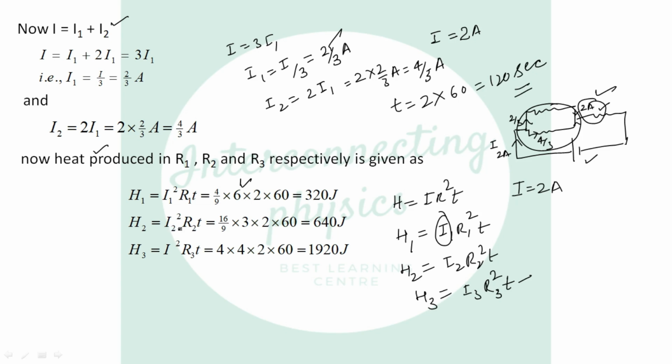Across R2, what is I2? I2 is 4 by 3, and 4 by 3 squared is 16 by 9. R2 is 3 ohm and T is 120 seconds. So the answer is this. And what is I squared R3 T? I is 2 ampere, 2 squared is 4, and R3 is 2 ohm, so 2 squared, and 2 into 60, which is 920 joule. So in this way you can calculate the heat produced across each resistor.